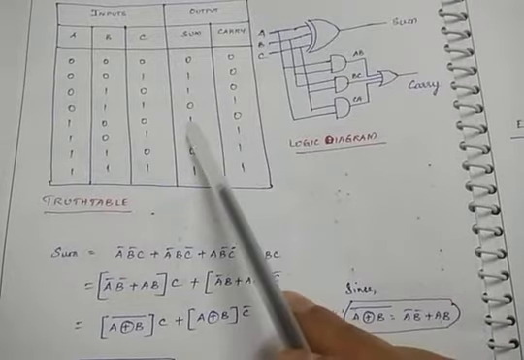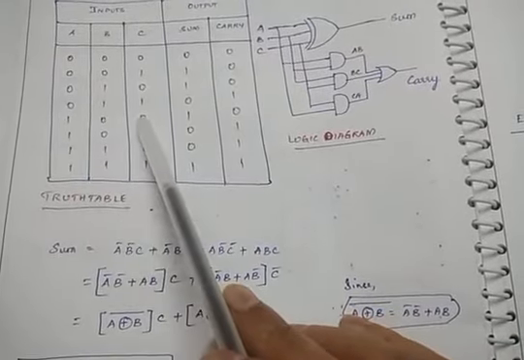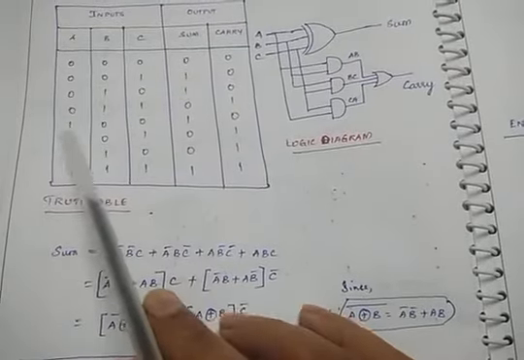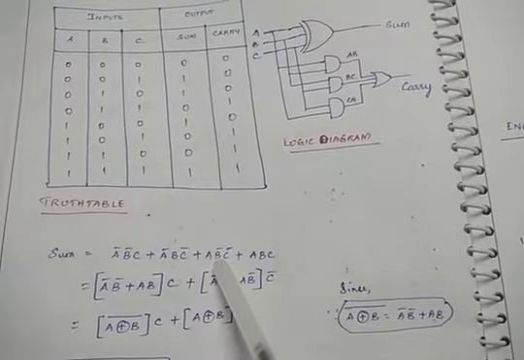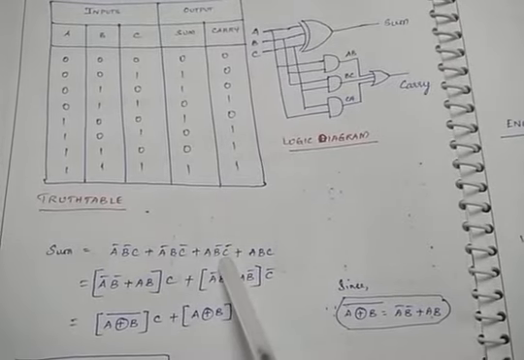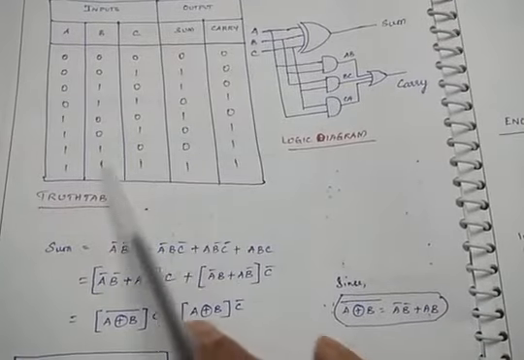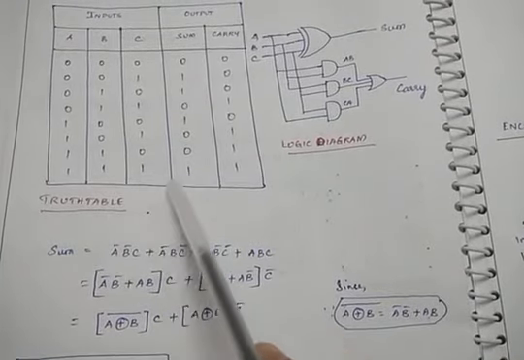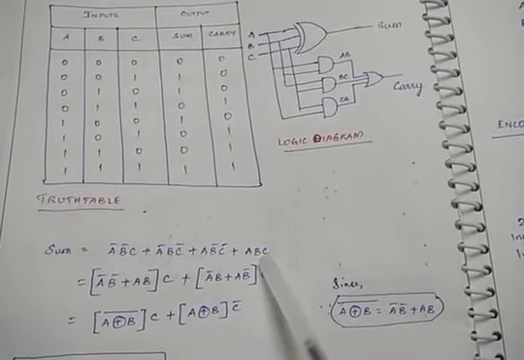And sum is 1 here when A is 1, B is 0, C is 0. So A is 1, so A, B is 0, so B bar, C is 0, so C bar. And the sum is having 1 here when A is 1, B is 1, C is 1. So A, B, C. So all the 4 terms we got.